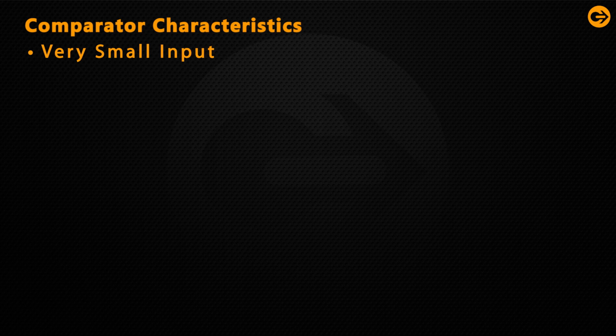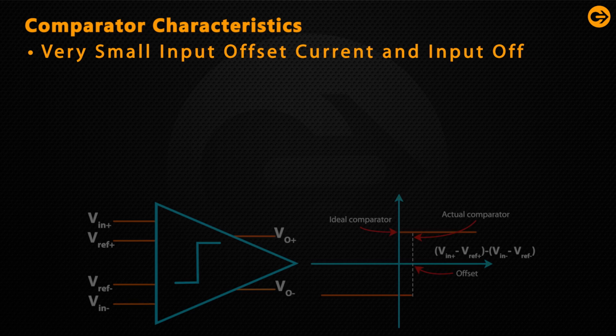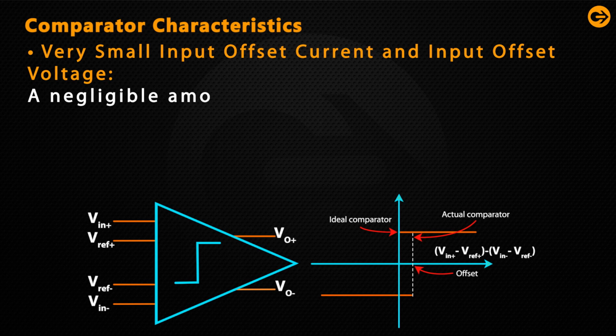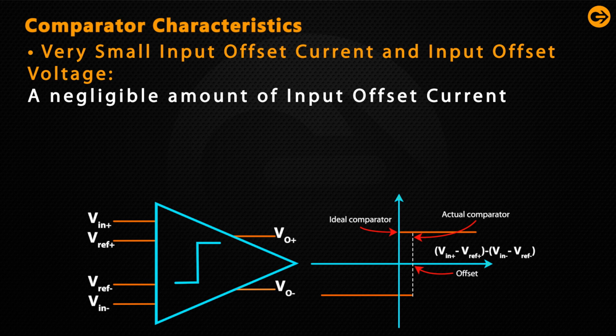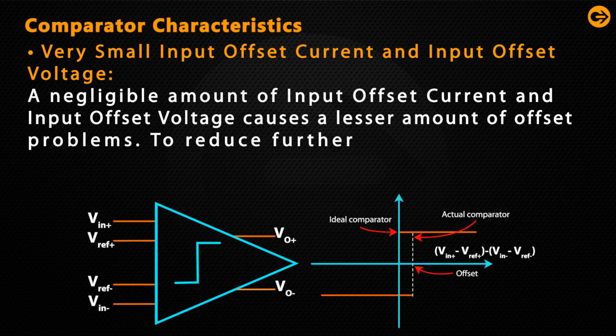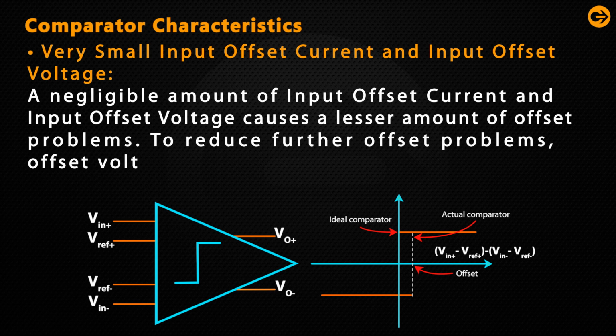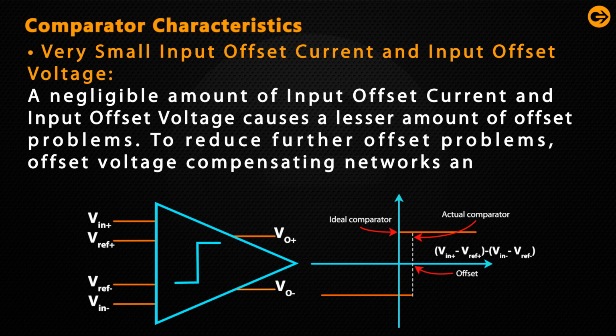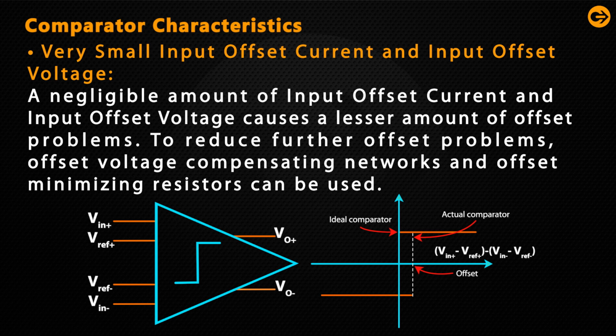Very small input offset current and input offset voltage. A negligible amount of input offset current and input offset voltage causes a lesser amount of offset problems. To reduce further offset problems, offset voltage compensating networks and offset minimizing resistors can be used.